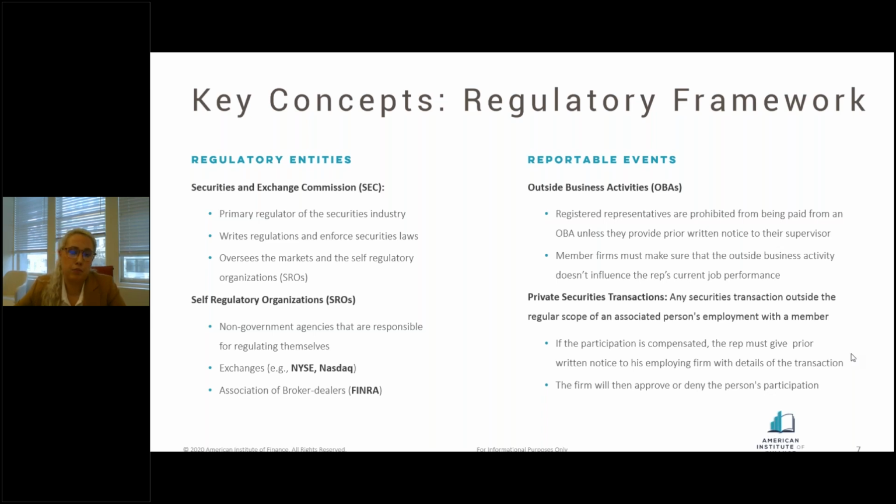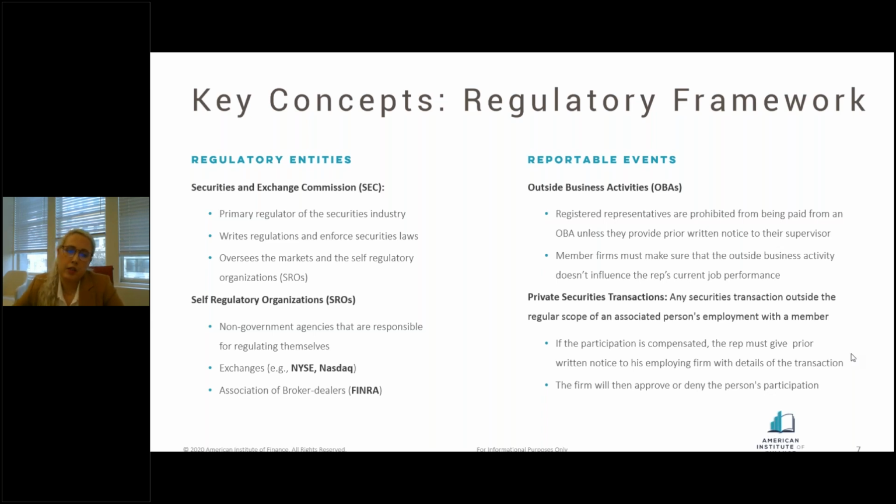Also, member firms or broker-dealers need to make sure that the outside business activity does not influence the rep's current job performance. So that's very important, highly tested on the exam.